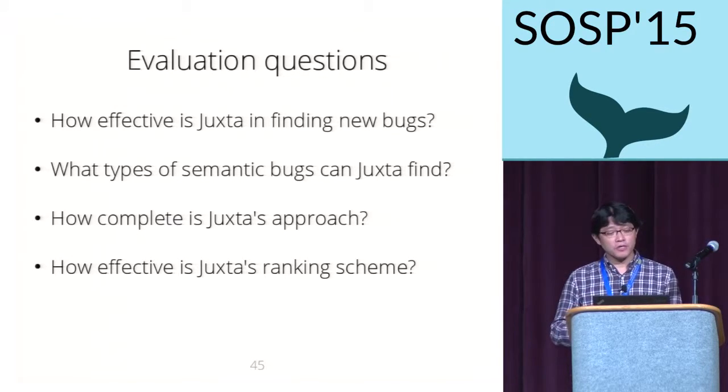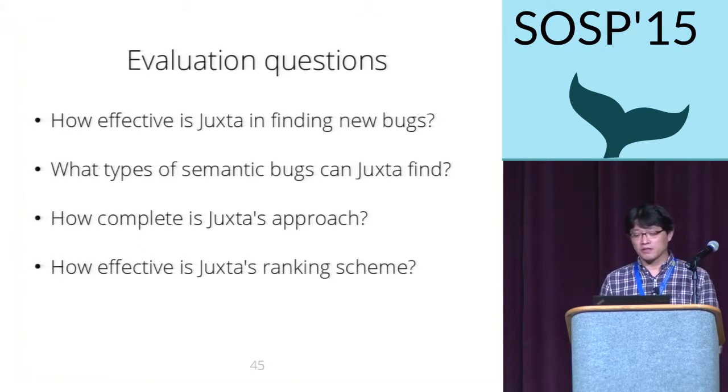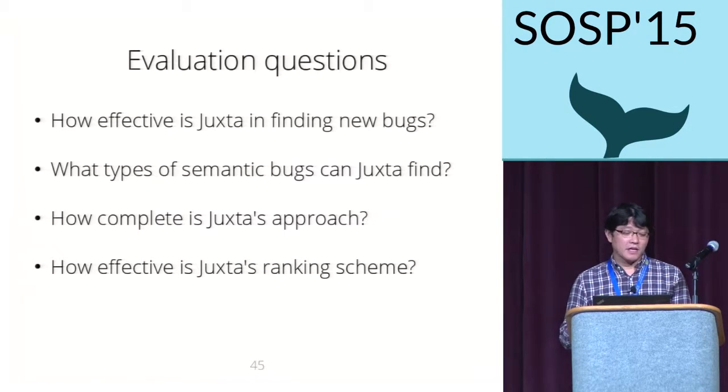For the evaluation, we have 4 questions. The first question is how effective Juxta is at finding new semantic bugs. The second question is what types of semantic bugs Juxta can find. The third question is Juxta's completeness. And the last question is how effective Juxta's ranking scheme is.